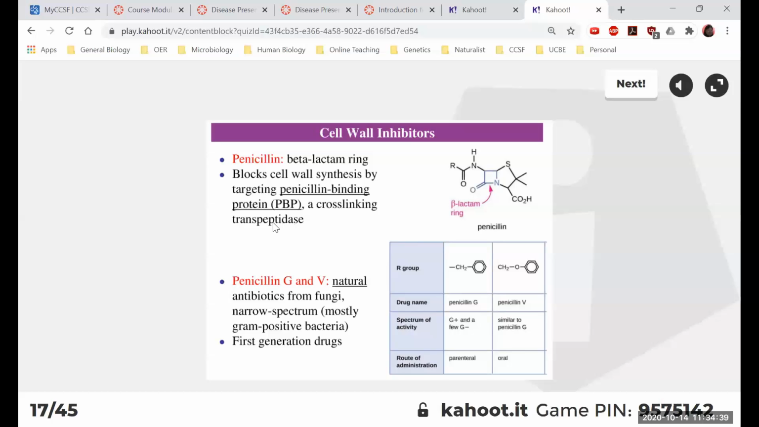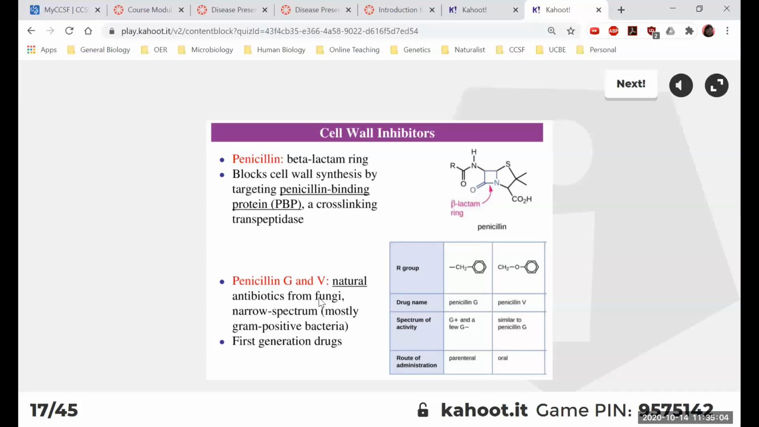Because transpeptidase is where penicillin can bind, there's another name for the enzyme, which is called penicillin binding protein. So PBP and transpeptidase are pretty much the same thing. Transpeptidase describes its activity to cross-link, and PBP just describes that it's capable of binding penicillin.